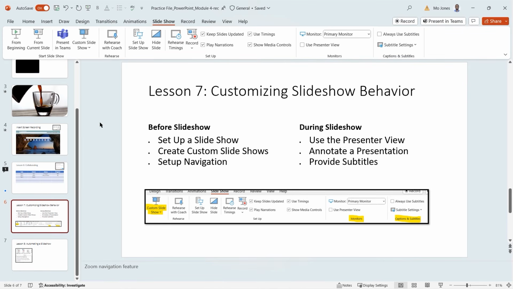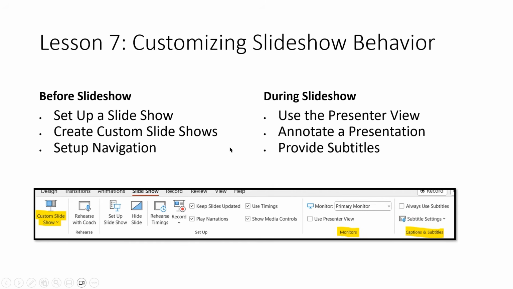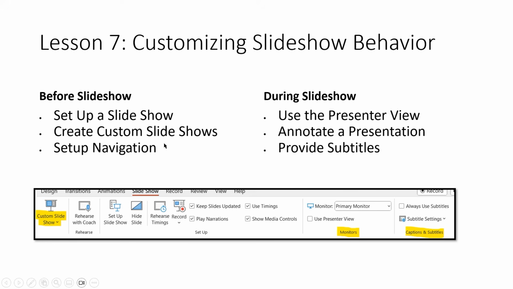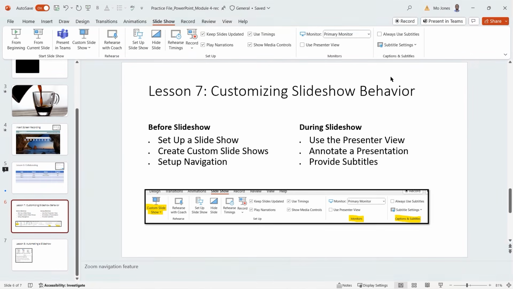Welcome back. Let's go ahead and set up navigation for our slideshow. Now remember, when you are presenting, if you right click, you can pretty much go to a slide of your choice if you want to. Once we have the presenter view turned on, we can kind of jump around, but it would be nice to give our audience a really nice feature called the zoom feature.